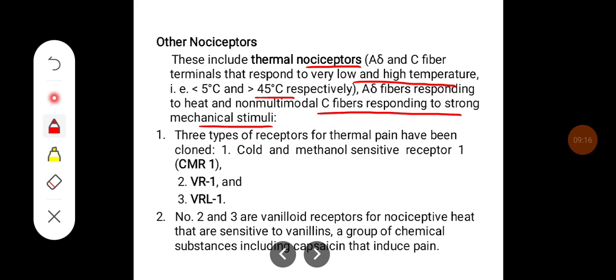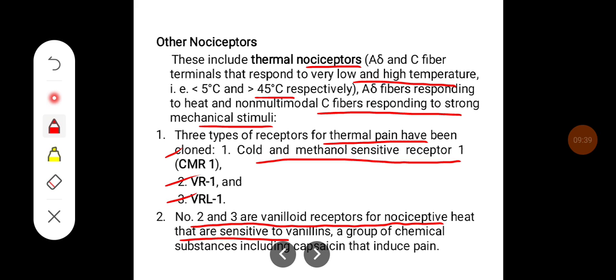Three types of receptors for thermal pain have been cloned. The first one is the cold and menthol sensitive receptor, called CMR1. The second one is the VR1 receptor, and the third is the VRL1 receptor. Numbers 2 and 3 are vanilloid receptors for nociceptive heat that are sensitive to vanilloids, a group of chemical substances including capsaicin that induce pain.